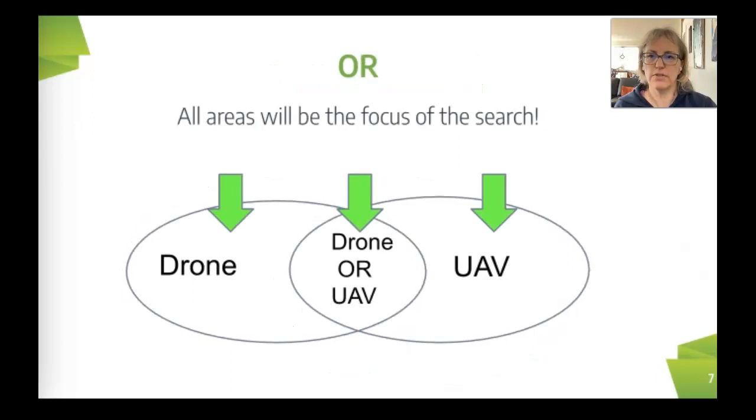Or combines search terms so that each search result contains at least one of the terms. For example, drones or UAV finds results that contain either term. Note, this is especially useful if you are using related terms or synonyms. Use this to expand or broaden your search to find more results.